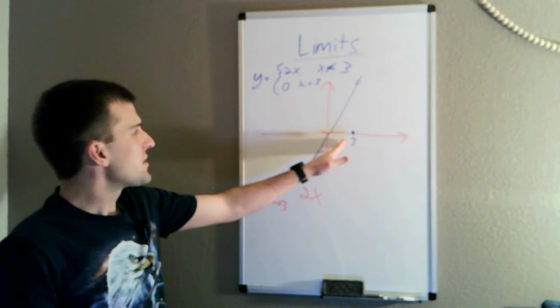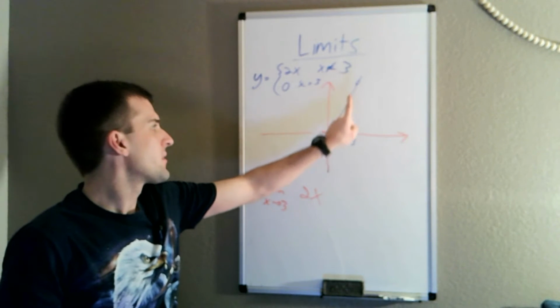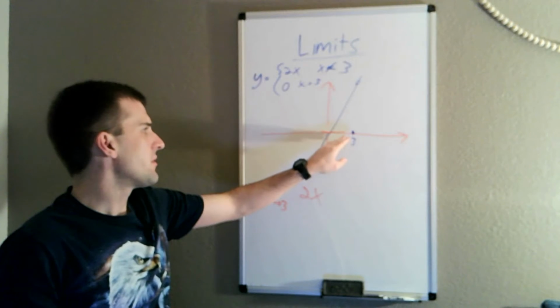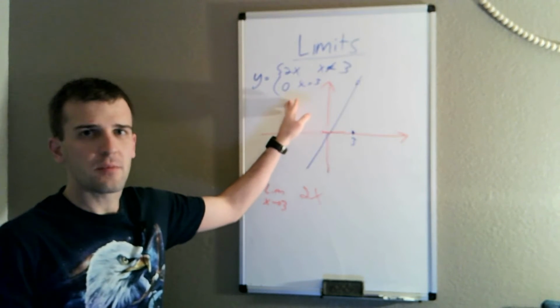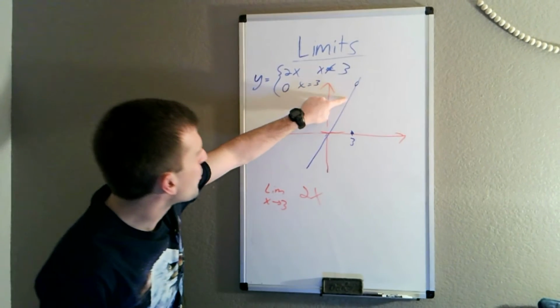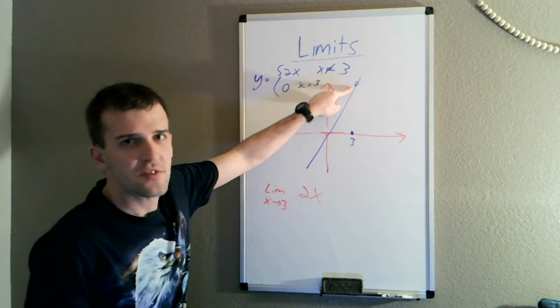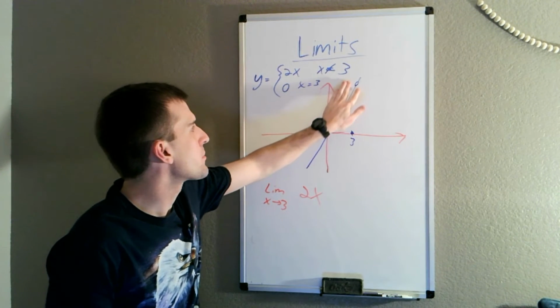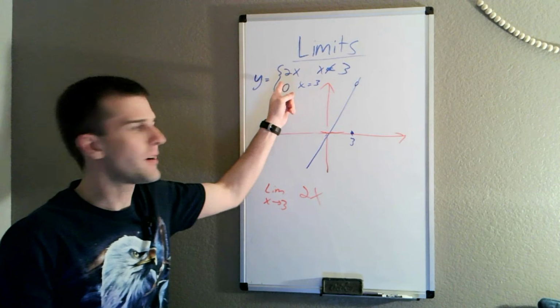So as we can see in the function, when x equals 3, it's actually 0 because of how we defined it. But if we want to find the limit, we want to look at the points around our point of interest. We're going to see it approaches a different value than what we defined.